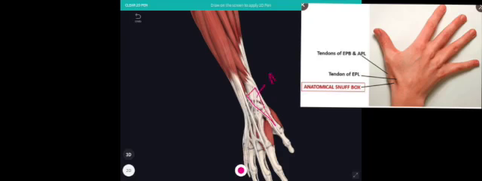This is the anatomical snuff box. I want you to try on yourself to extend your thumb, like when you're trying to shake somebody's hand, and bring your thumb all the way up. You notice there's a little dimple at the bottom of the thumb. That's your anatomical snuff box.